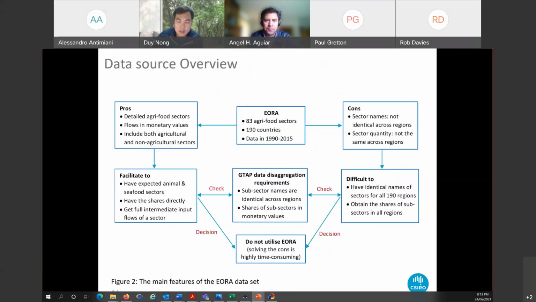When we look at the EORA IO table, we identify the pros and cons of the database, and we compare the difficulties and also the advantages. Looking at the disadvantages, the sector names are not identical across regions, and also the number of sectors is not the same across regions. So when we combine the advantages and disadvantages, we come to the conclusion that we do not use this IO table.